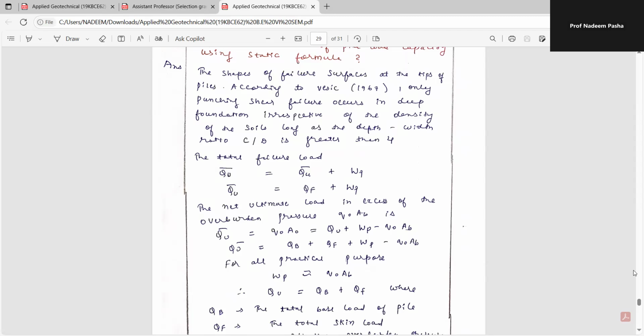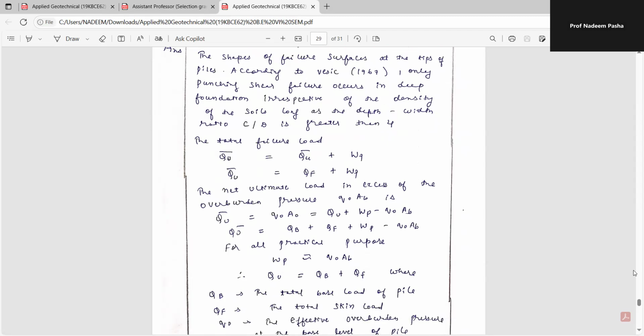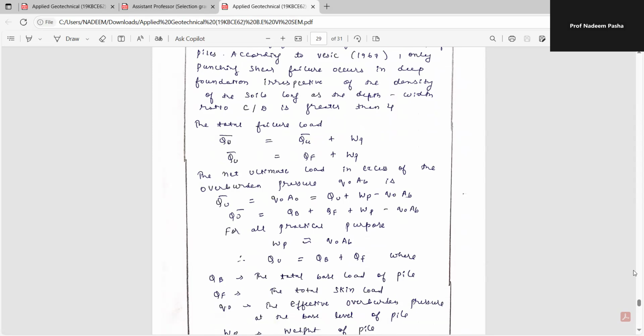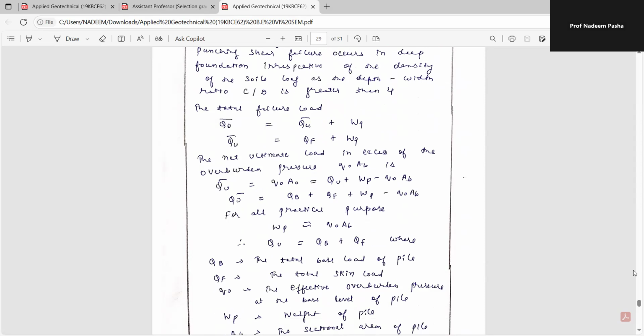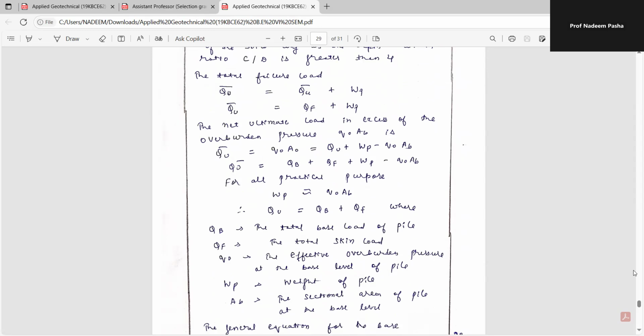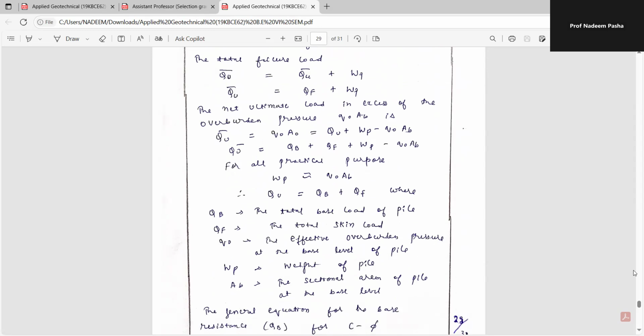Qu bar is equal to Qb plus Qf plus Wp minus q naught into Ab. For all practical purposes, Wp is less than or equal to q naught into Ab. So Qu is equal to Qb plus Qf, where Qb is the total base load of pile, Qf is the total shaft load, q naught is the effective overburden pressure at the base level of pile, Wp is the weight of pile, and Ab is the sectional area of pile at the base level.